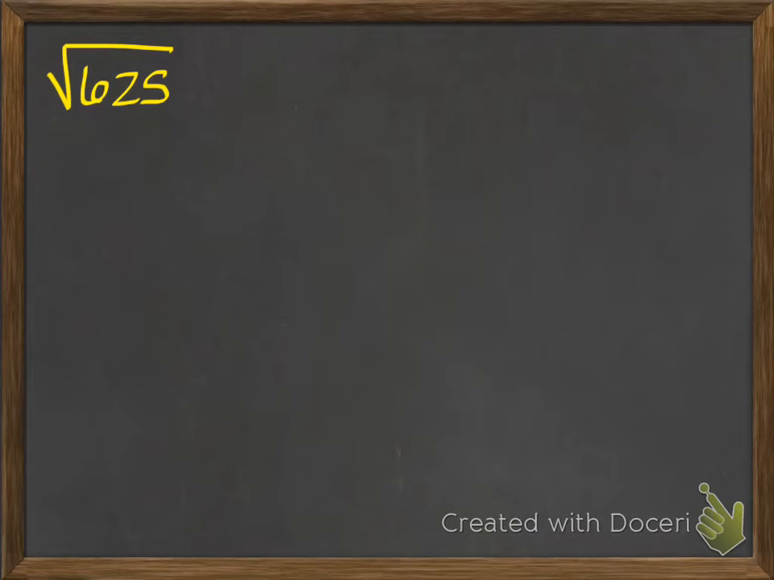So we're going to use something I call an upside down division sign to help us as we are trying to figure out the square roots of different numbers. It's important to remember your prime numbers. Prime numbers are numbers that are divisible by only 1 and themselves as we go through these. So let's take the square root of 625.